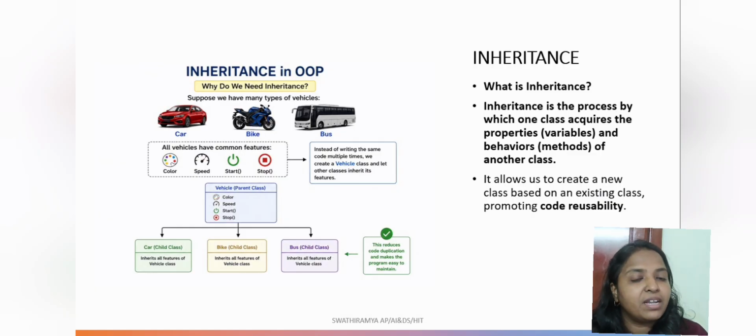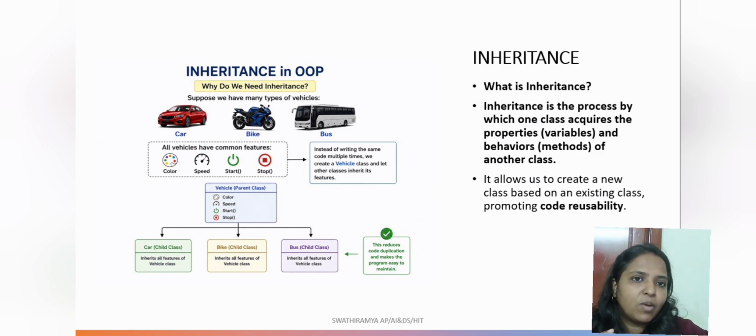The major advantage of using inheritance is code reusability. Instead of writing the same code repeatedly, we can place the common functionality in the parent class and reuse it in the child class. This helps to reduce duplication and makes the program easier to maintain. As I told you, we can have one parent class in which we declare the necessary functions, and we can inherit this parent class into its subclasses or child classes.